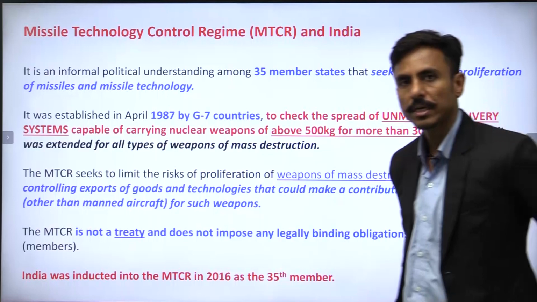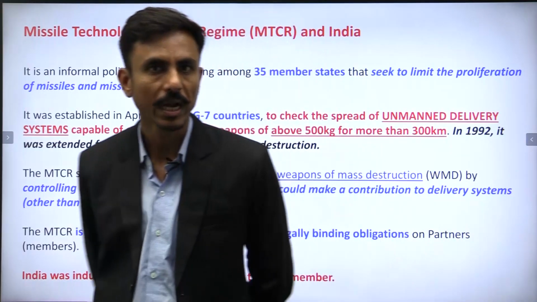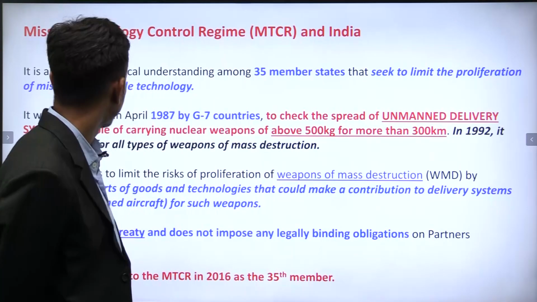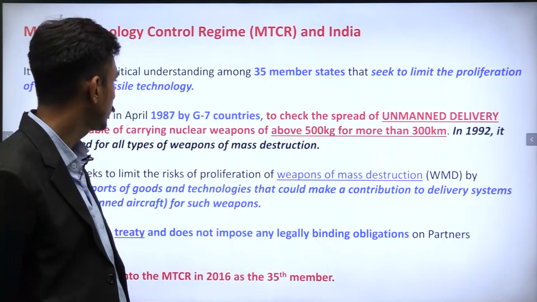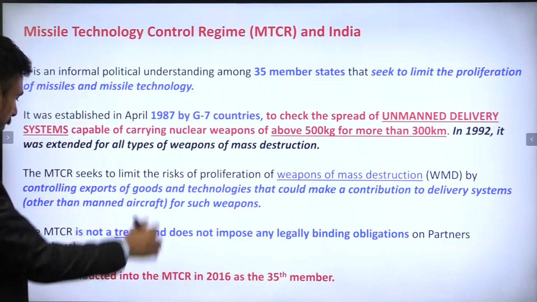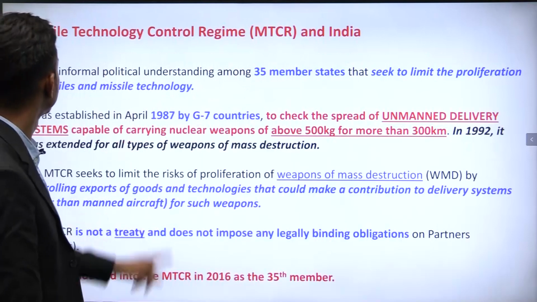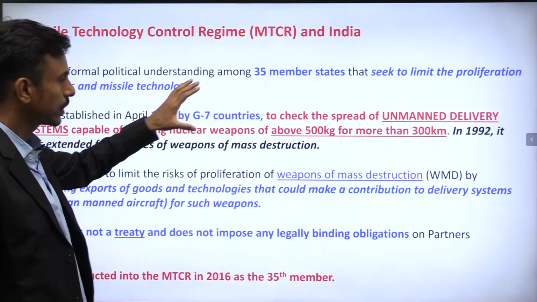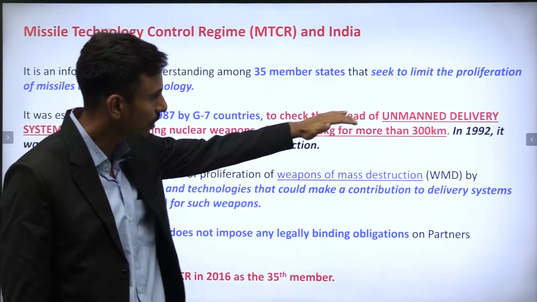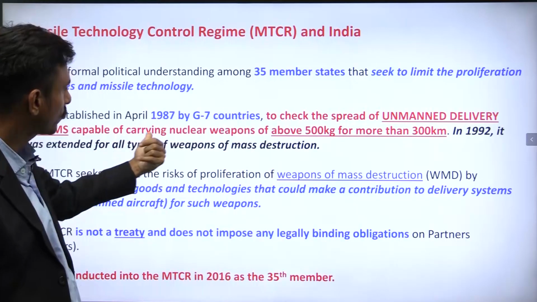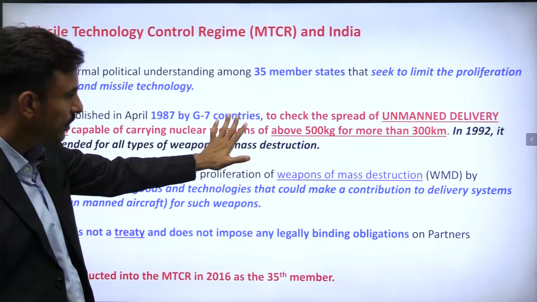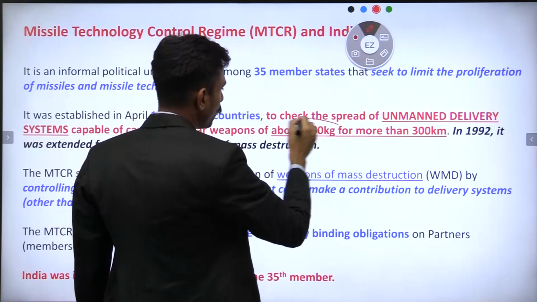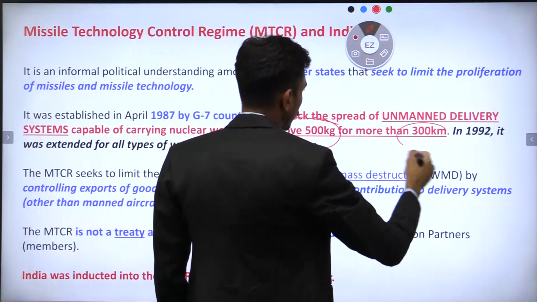Coming to the MTCR, guys, MTCR is the Missile Technology Control Regime. It regulates the proliferation of missiles and missile technology, and it was founded in the year 1987. However, India became its member in, tell me, 2016, as we discussed. And in its inception, it was to check the spread of unmanned delivery systems capable of carrying nuclear weapons. Now here is the catch: capable of carrying nuclear weapons above 500 kg for more than 300 kilometers, right?